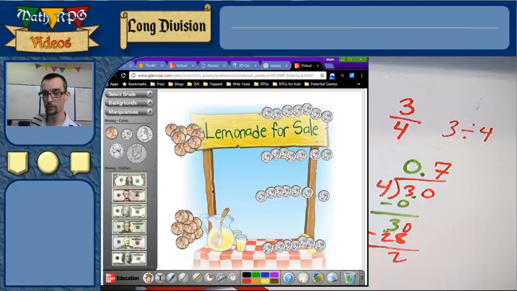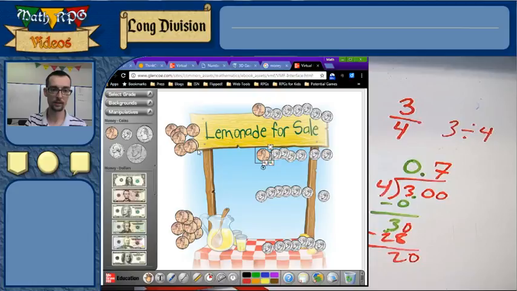I have 20 pennies from the 2 dimes plus 0 pennies from what I had originally, right? I had 0 pennies originally. So that's 20 pennies altogether. So now can I divide these 20 pennies evenly among the 4 groups? Sure, I could. You probably already know what it is. It's going to be 5 pennies per group, okay?